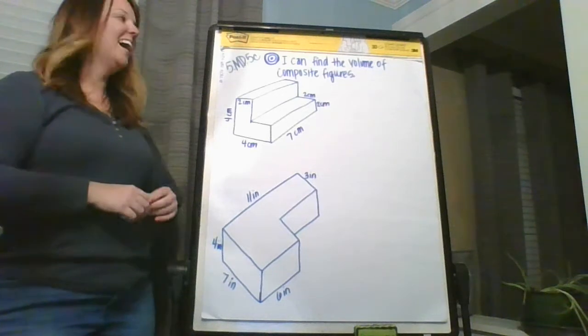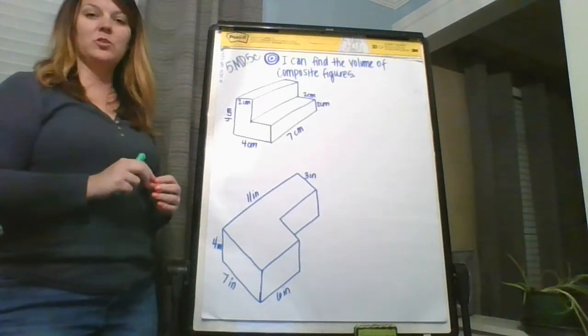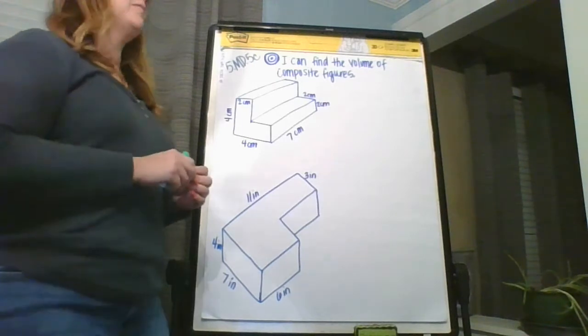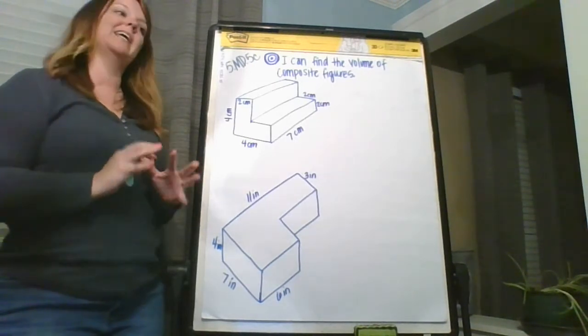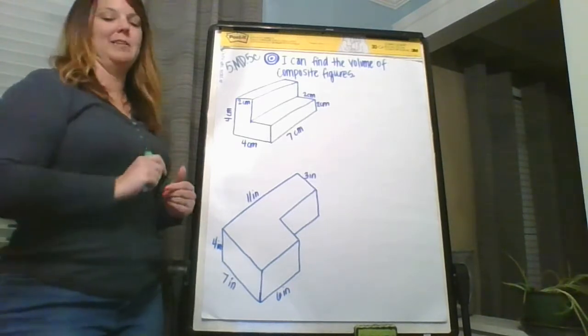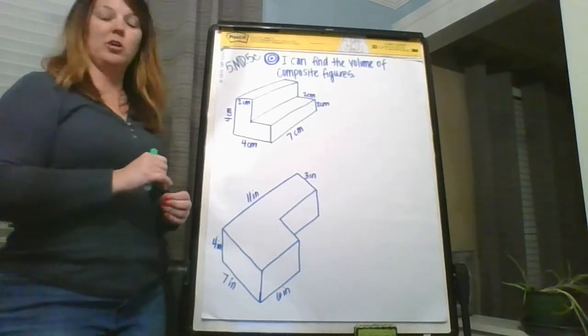Hey guys, good morning. I want to take a minute and just kind of introduce the last part of MD5C, which is finding the volume of composite figures. So you might be thinking, what's a composite figure? Well, I'm so glad that you asked. I have two drawn on the anchor chart right here.